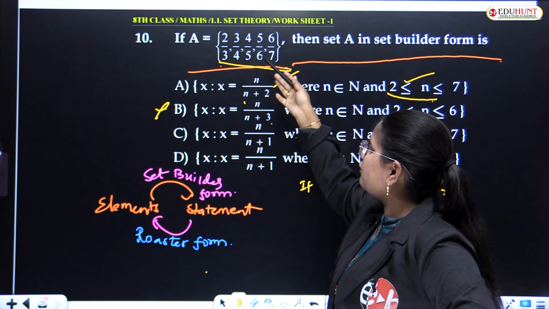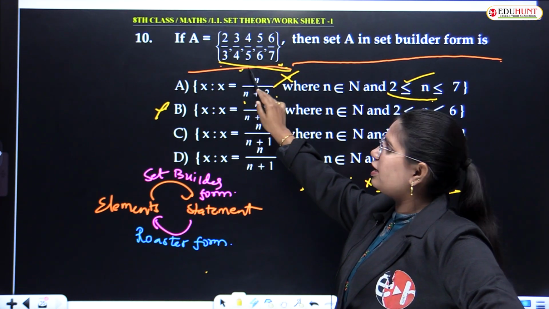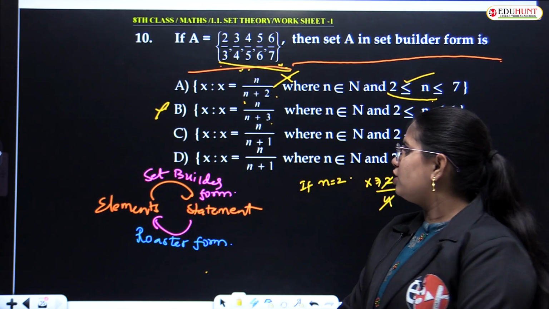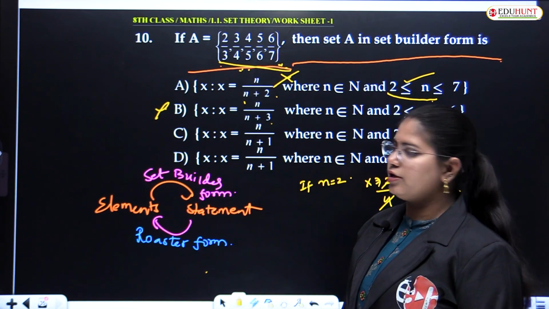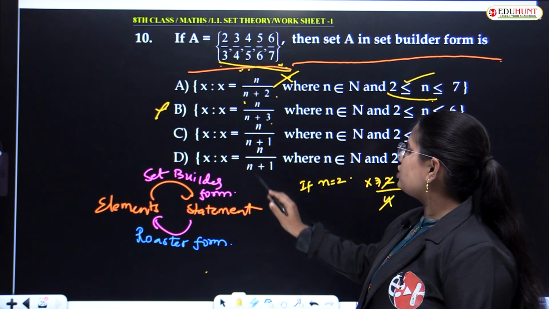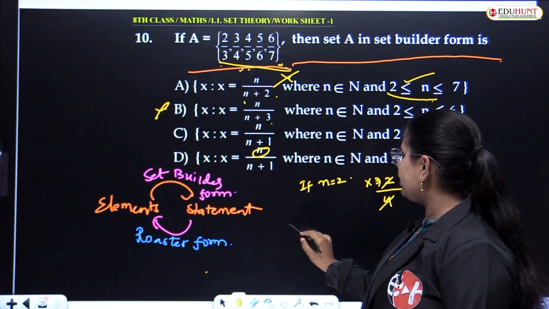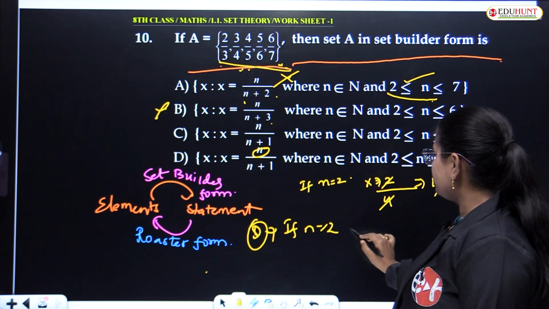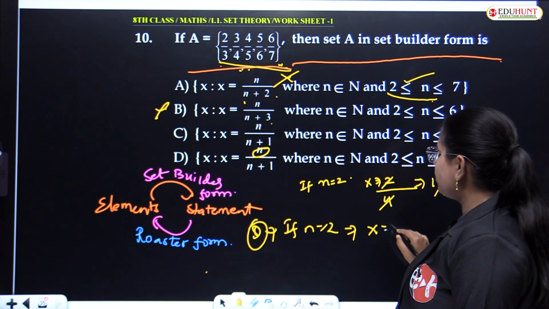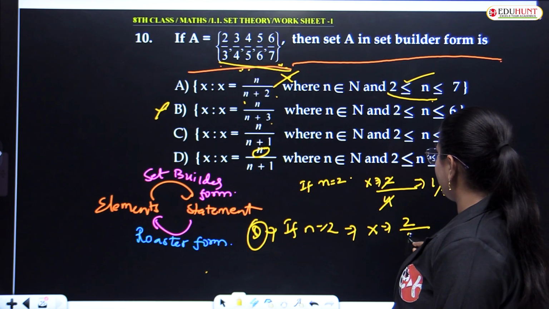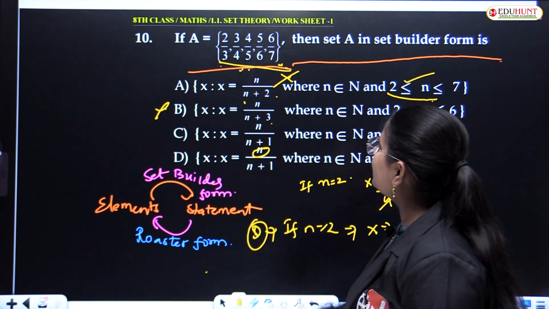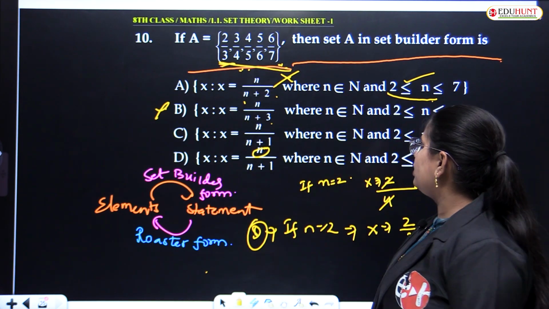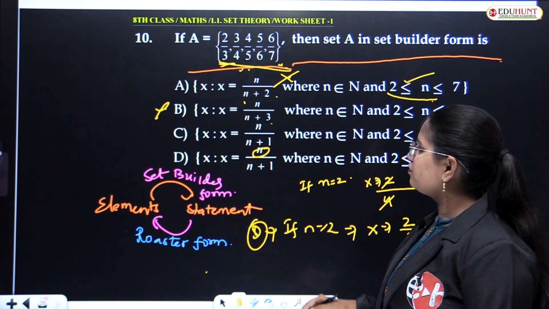Because 2 plus 3 is 5, I don't have 2 by 5 in the options. In the elements I don't have 2 by 5. So option B is also got deleted. So let us check with option D. Okay? Option D. So if n is equal to 2, let us check with option D. If n is equal to 2, then what do we have? X is equal to n value is 2, 2 by 2 plus 1 is 3. So 2 by 3 I can find in the options. Right? Yes. So let us check with n value 3.